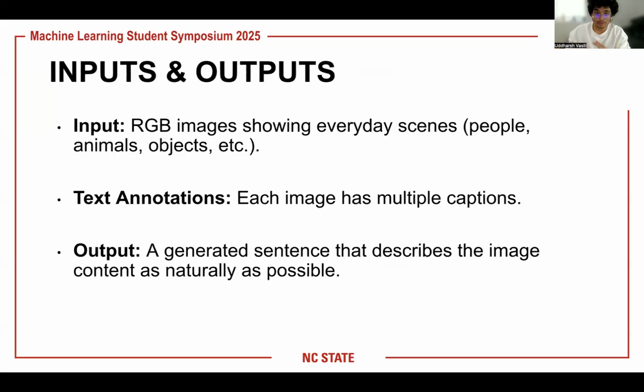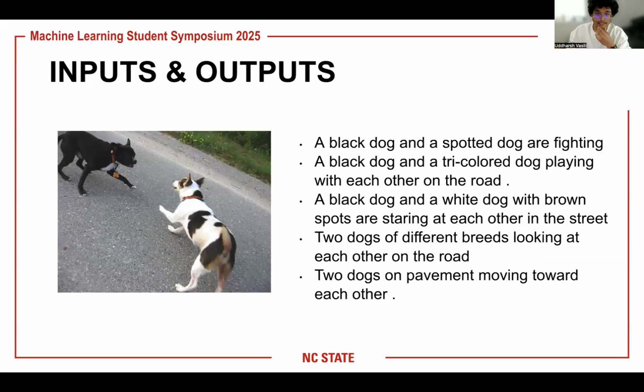Briefly talking about the inputs and outputs, for each image, the model sees the raw RGB input and five accompanying text captions. The output is the new caption, ideally as natural and descriptive as possible. Here's an example where you can see that there's an image and there are multiple variations of the same caption, so that the model is able to learn more about the variation of the language.